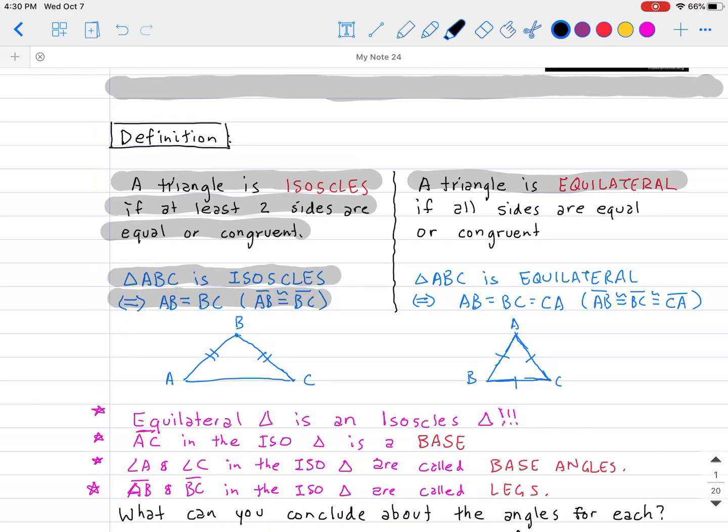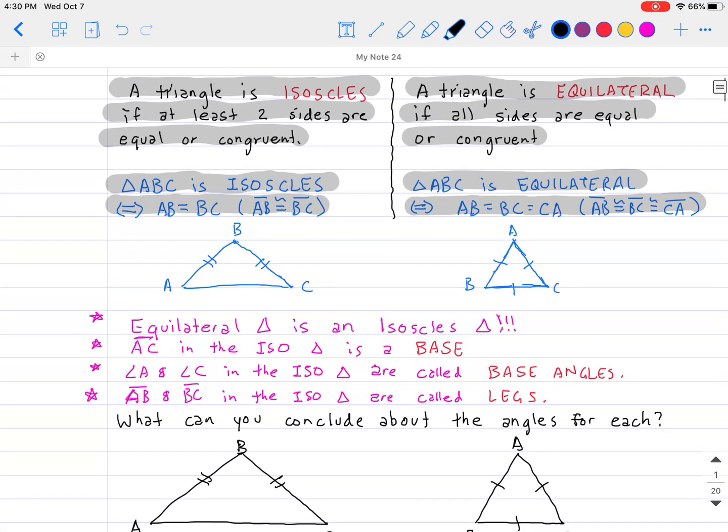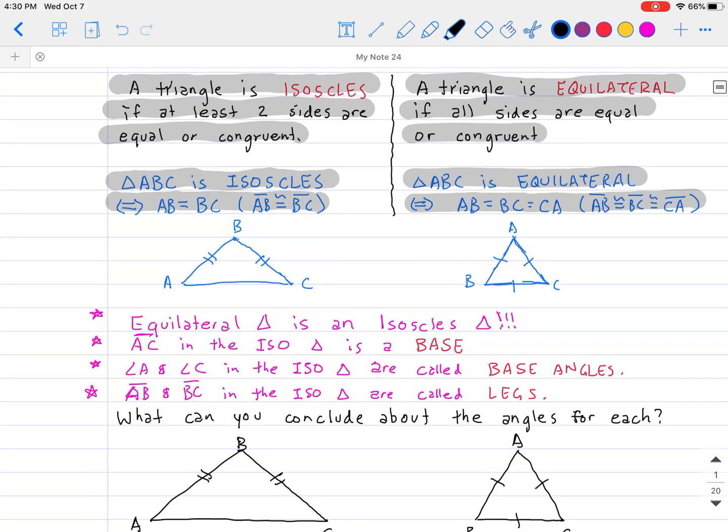Similarly, if I look at a triangle and I call it equilateral, that means all the sides are going to be congruent to each other. Again, to restate, if ABC is equilateral, then AB is equal to BC is equal to CA. You can also say that the sides are congruent: AB is congruent to BC, which is congruent to CA. You can see from the picture below each one of those.